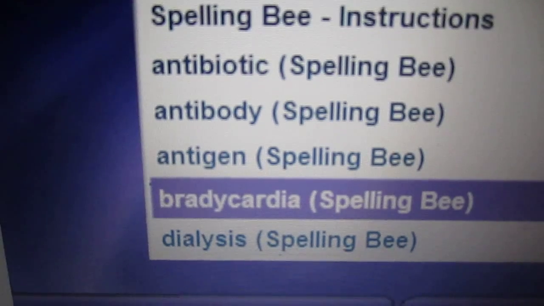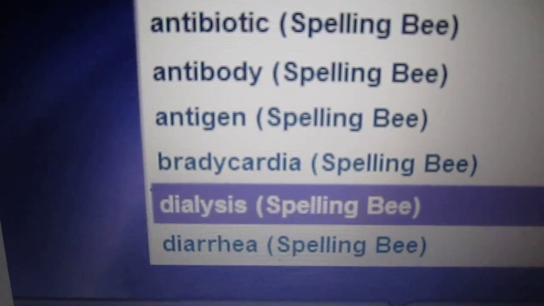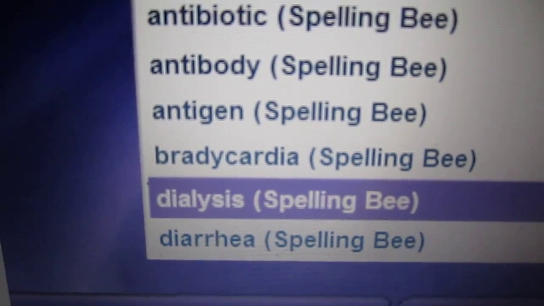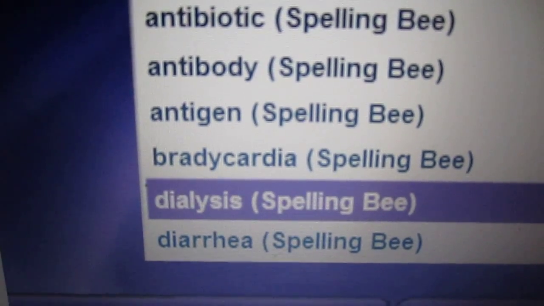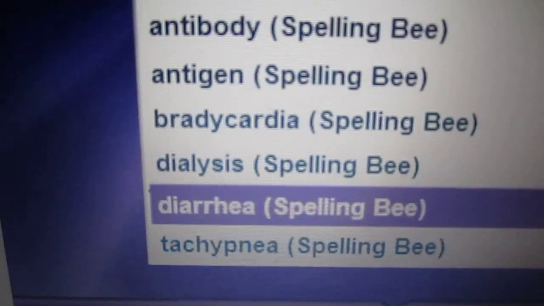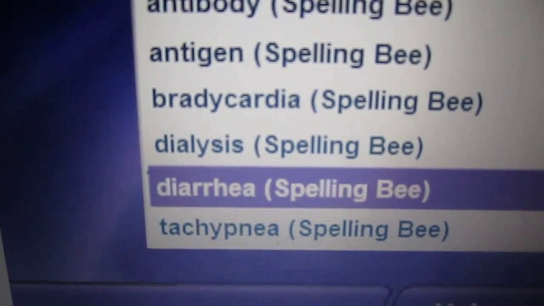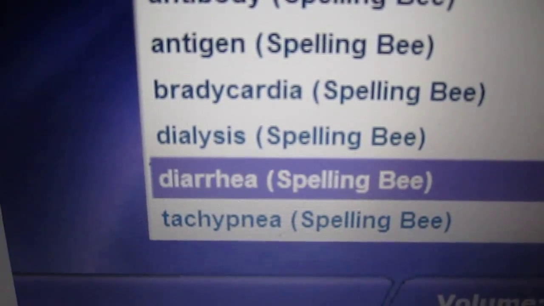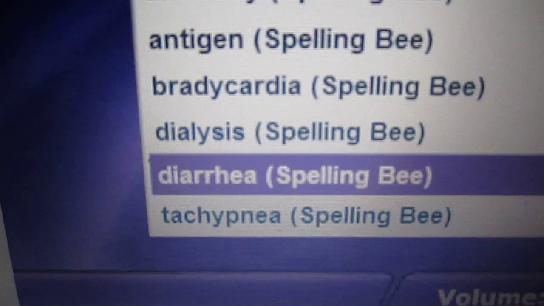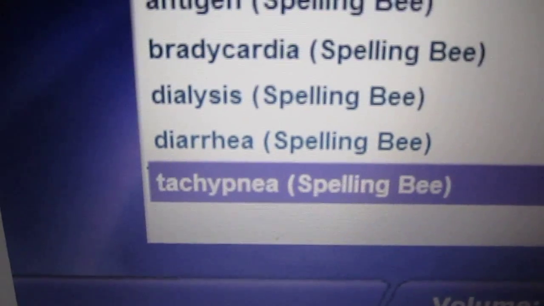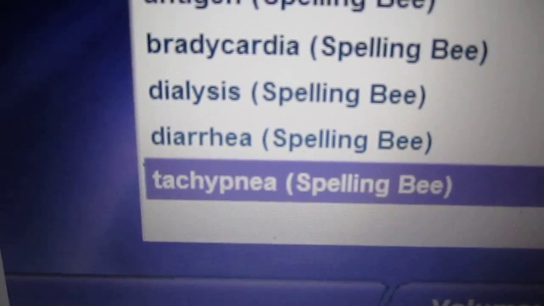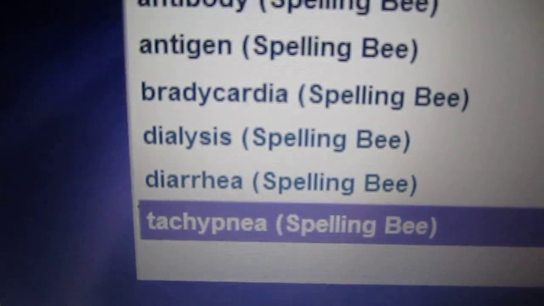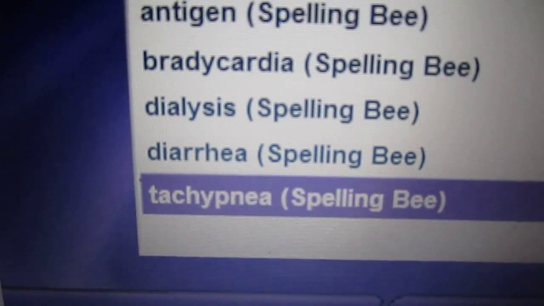Bradycardia. B-R-A-D-Y-C-A-R-D-I-A. Dialysis. D-I-A-L-Y-S-I-S. Diarrhea. D-I-A-R-R-H-E-A. Tachypnea. T-A-C-H-Y-P-N-E-A.